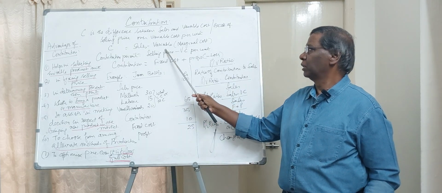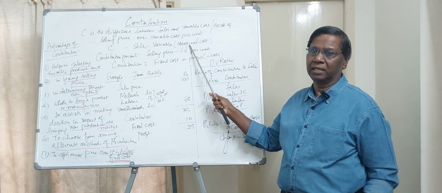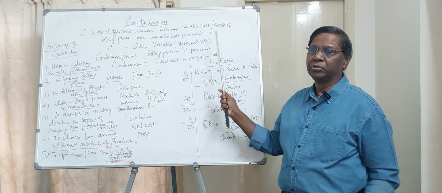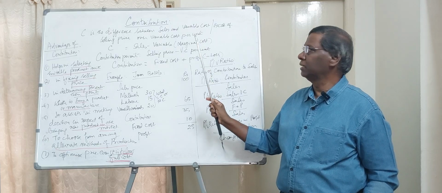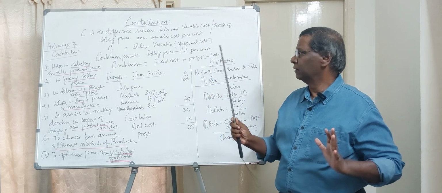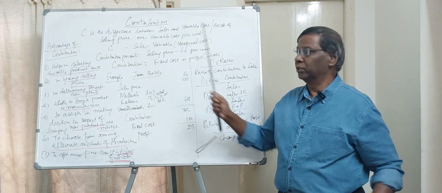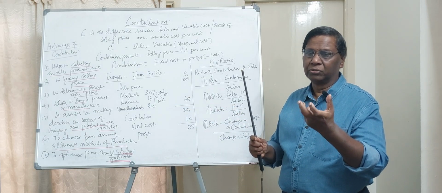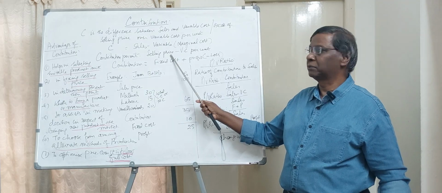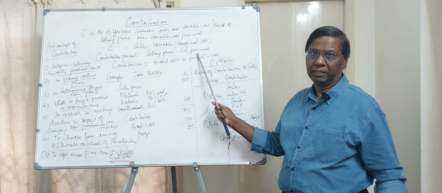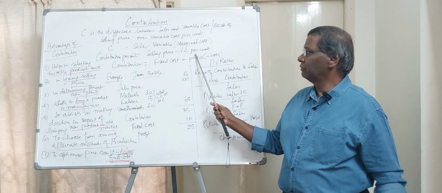So sales minus variable cost, or another term called marginal cost. Don't get confused, marginal cost and variable cost are used interchangeably. It is nothing but variable cost. At this moment, just learn it. There's nothing to worry. So contribution per unit of production, per unit of goods, is selling price per unit minus variable cost per unit. What is left out is contribution.